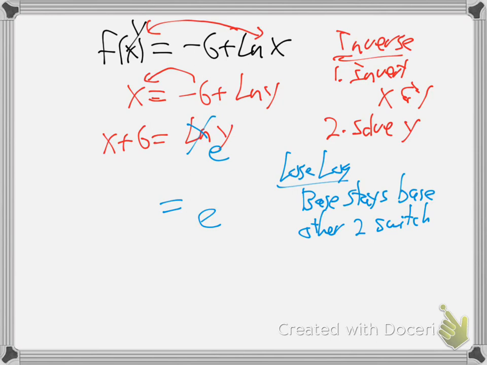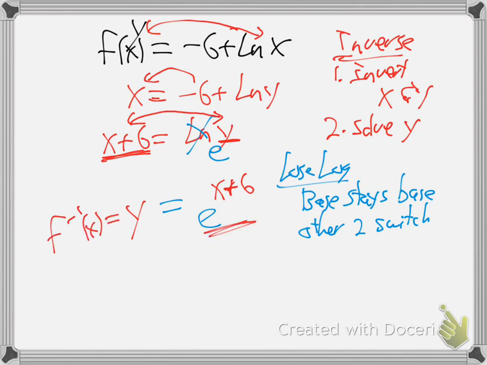And the other two switch. Well, what other two? Meaning everything else. The whole x plus 6 and the whole y trade spots. So the y goes over here. Instead of e to the y, it's e to the x plus 6, and the y goes to the other side. And there we go, that's the inverse function: e to the x plus 6. Now, last step, can we graph that thing? So go ahead and graph e to the x plus 6 real quick. And that's going to use your exponential graphing knowledge.